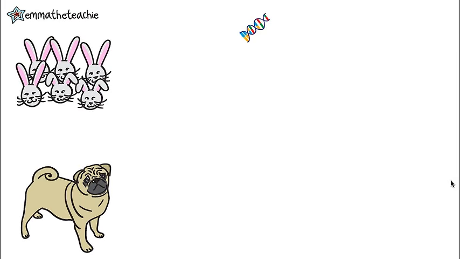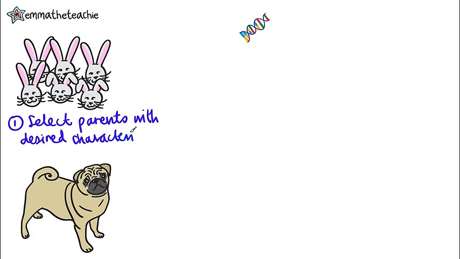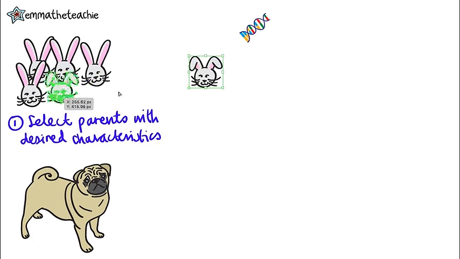The first cases of selective breeding were thousands of years ago, when humans first bred food crops from wild plants and they domesticated animals. To do selective breeding, there are a few stages. First of all, you must select the parents that have the desired characteristics. For example, maybe floppy-eared bunnies are more popular pets, so you would select 2 parents that have floppy ears.